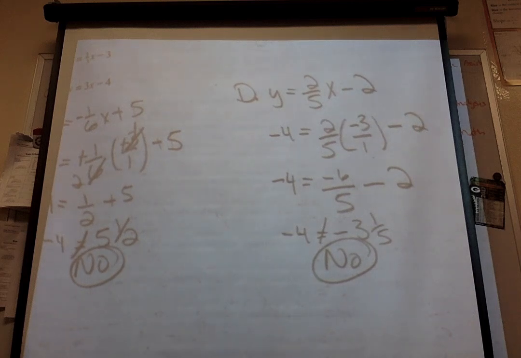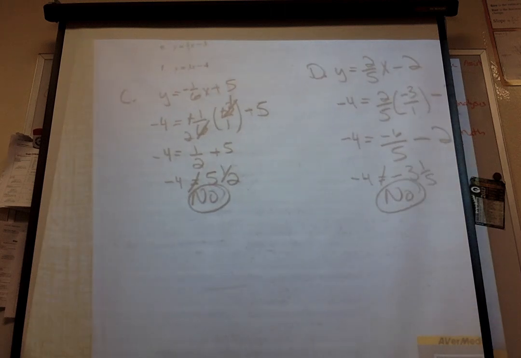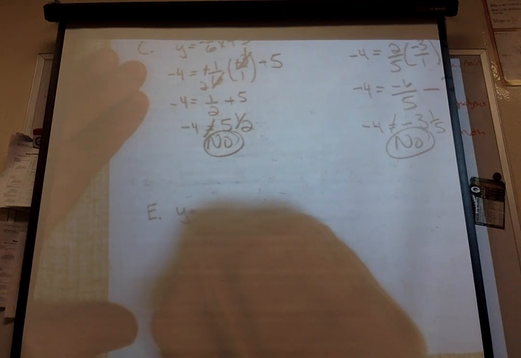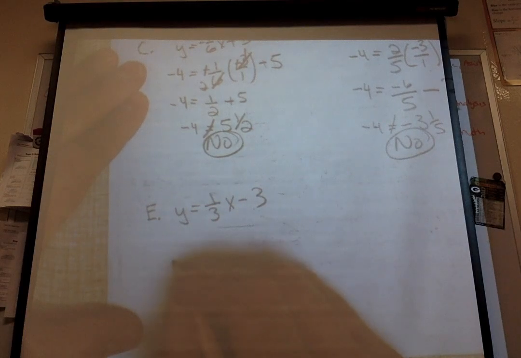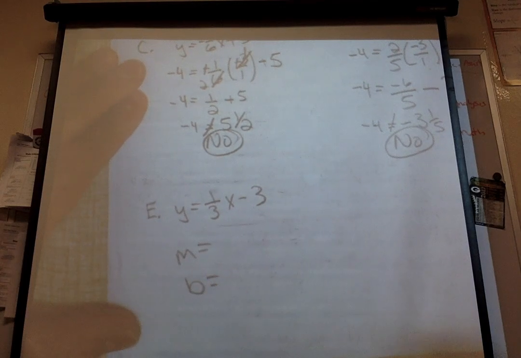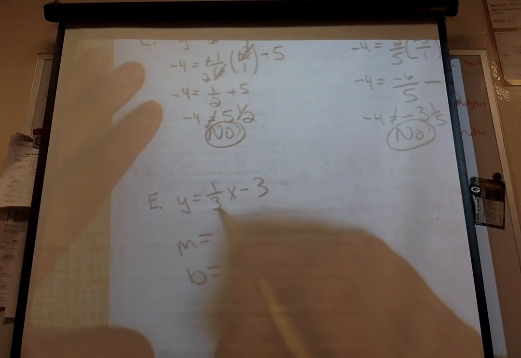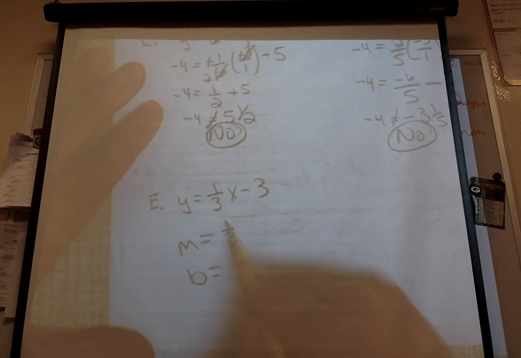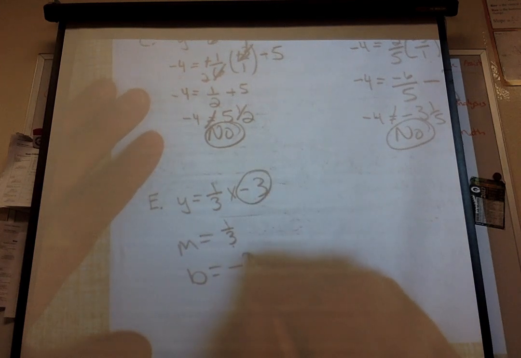For our last two, we'll actually use our graph. So I'm going to write E down here. Y equals 1/3x minus 3. So this time let's identify our m, and just like we did in past problems on this review, our m is the number that's our coefficient, so in this case it is 1 over 3. Think of this as vertical distance of 1, horizontal distance of 3. And our b is, we have to remember to include the sign in front, negative 3.